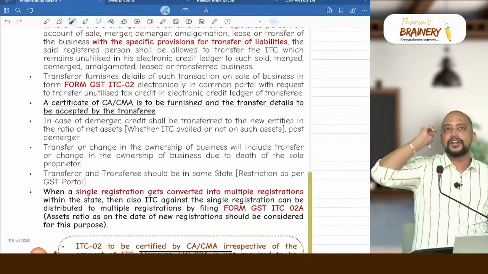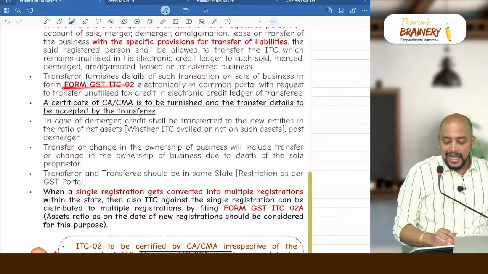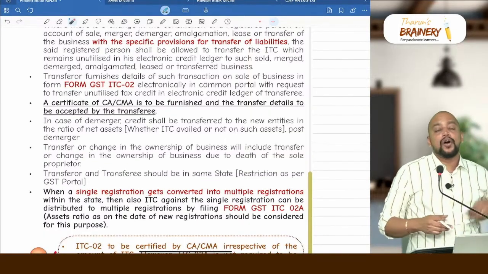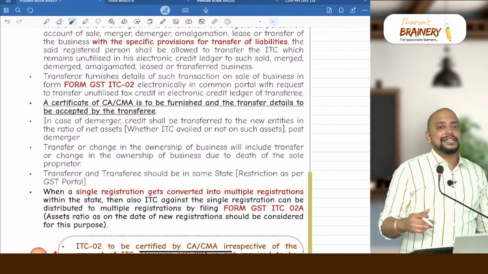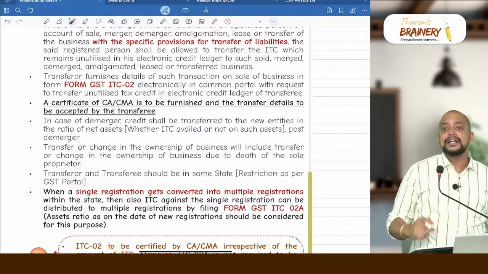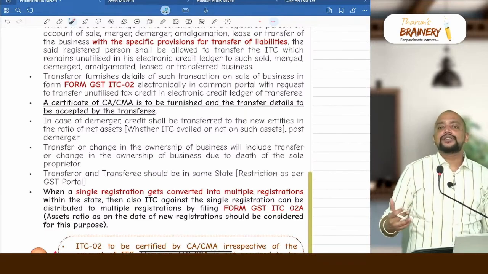What is the form that is required for the purpose of transfer of this ITC? ITC 2. Whether that ITC 2 should be certified by CA/CMA? Always it should be certified by CA/CMA that this business is transferred with the specific provision for transfer of liabilities. Then remember, in case of merger there won't be any problem.